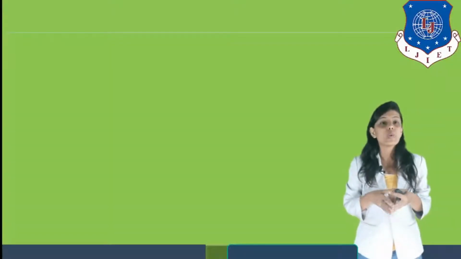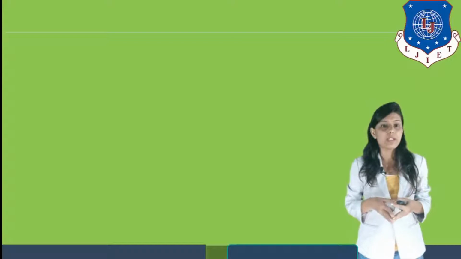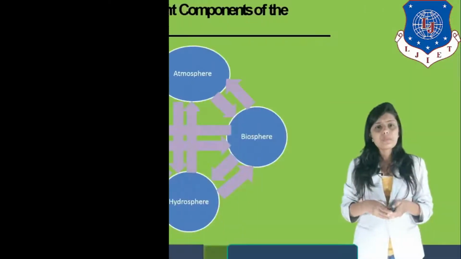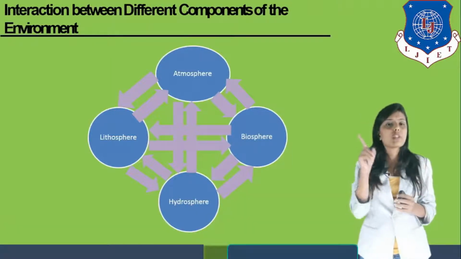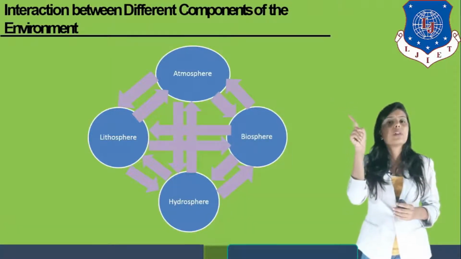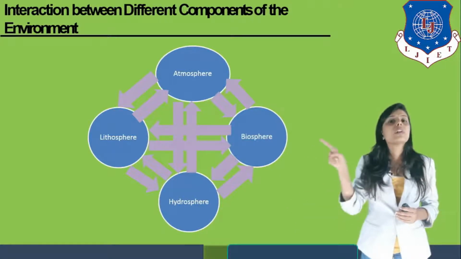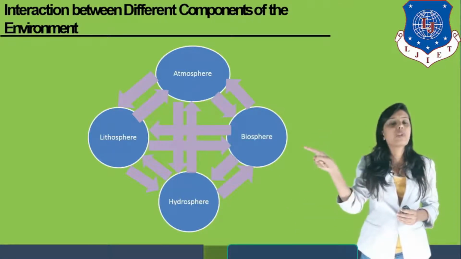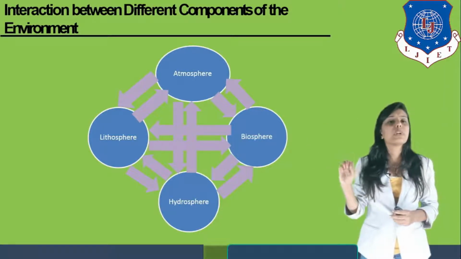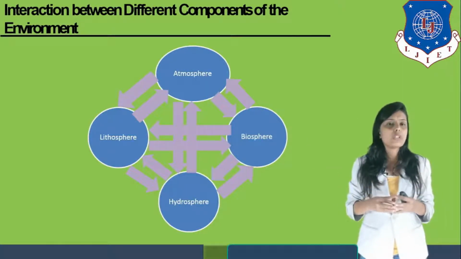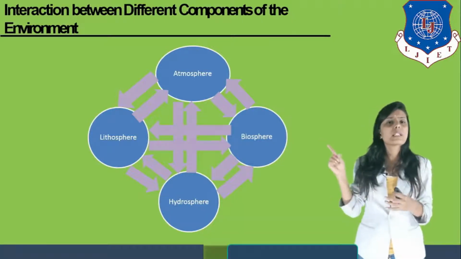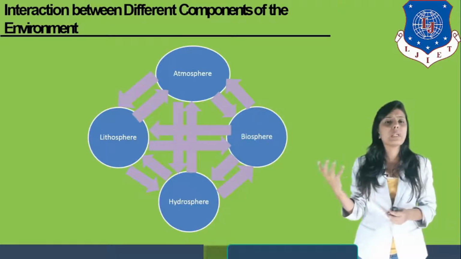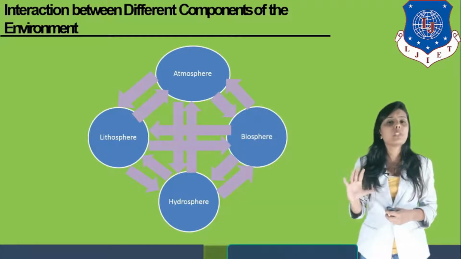Everyone, today we are going to learn about chapter number 1, Introduction to Environment. Now, as the environment is made up of 4 components we studied: atmosphere, hydrosphere, lithosphere, biosphere. So these 4 components are interrelated to each other. The flow of energy can be 2 ways. You can see here arrows are in forward direction and backward direction also. That means energy is flowing both the ways.